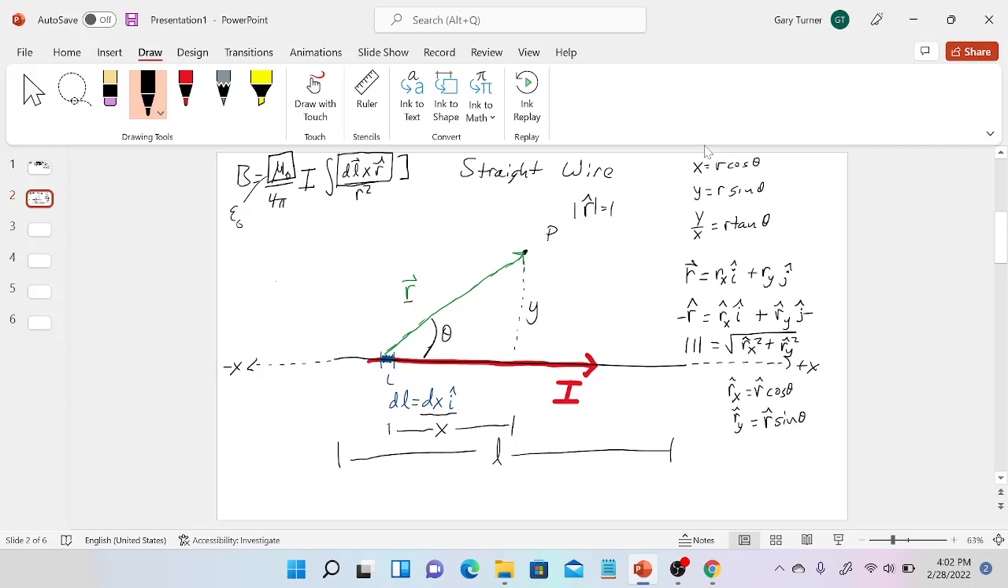So now we are ready to get the dl cross r hat done. Now, remember, dl cross r hat is equal to the magnitude of dl times the magnitude of r hat times the sine of the angle between them. And the magnitude of r hat is just 1, so this just goes to the magnitude of dl times the sine of theta, where theta is the angle between dl and r hat.